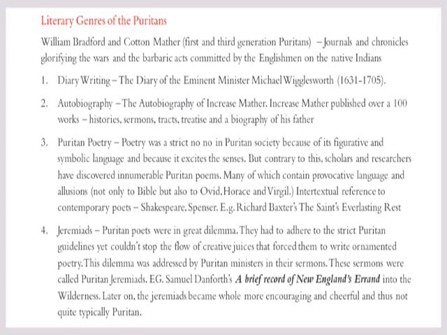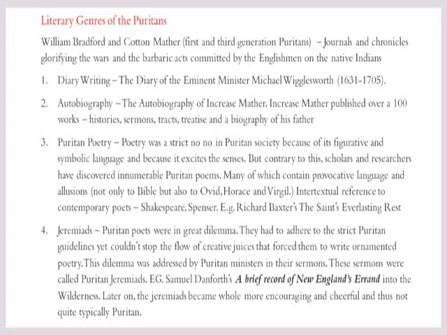Then the main genres that Puritans practiced. Number one is diary writing, the diary of the eminent minister Michael Wigglesworth. And then there is autobiography, the autobiography of Increase Mather. Increase Mather published over 100 works, his stories, some sermons, tracts, treatises, and a biography of his father. Then Puritan poetry. So up until diary writing and autobiography, things were okay. But what about Puritan poetry?